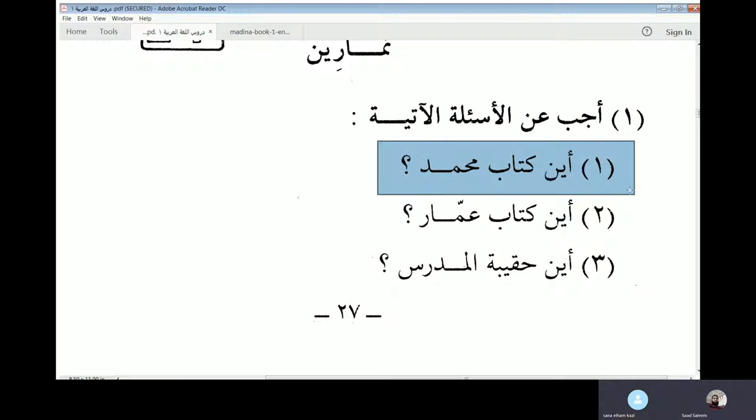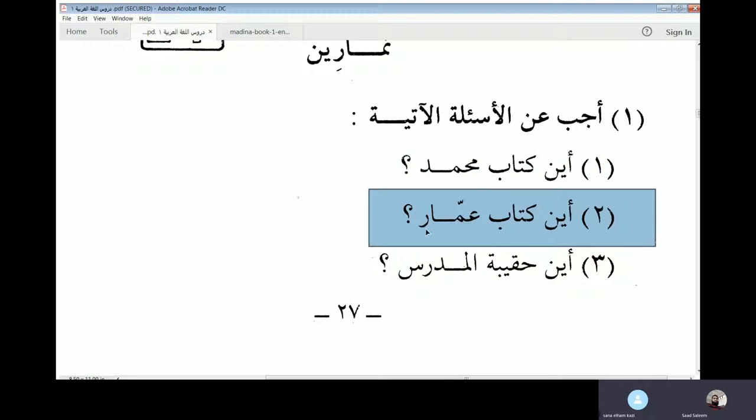Aina Kitab Muhammadin. Aina is where. Kitab Muhammadin is Muhammad's book. So where is Muhammad's book? Answer would be: huwa alal maktabi. It is on the desk.